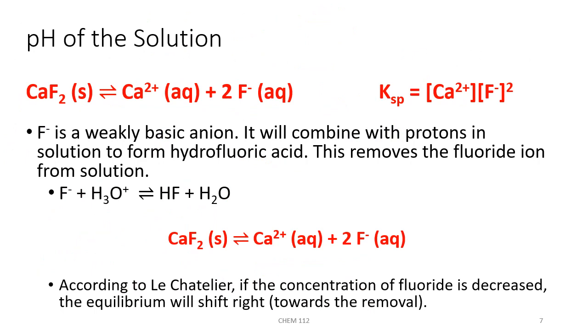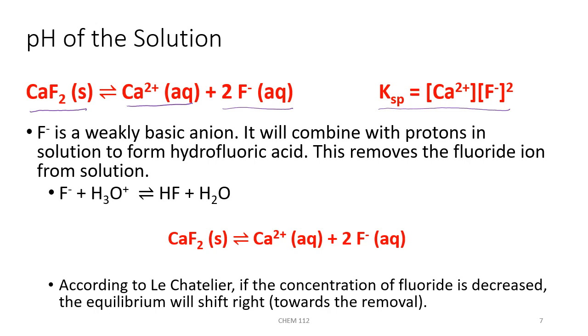Next, let's look at how the pH of the solution can affect the solubility of a slightly soluble solid. We'll use calcium fluoride as an example again. If we write our equilibria for the calcium fluoride breaking up into its ions, we have solid calcium fluoride dissociating into calcium 2 plus ions and 2 moles of fluoride anions. Our equilibrium expression is still KSP equals concentration of calcium times concentration of fluoride ions squared.